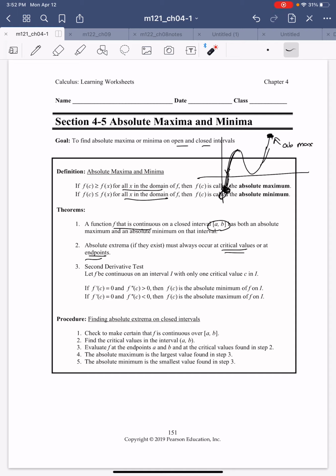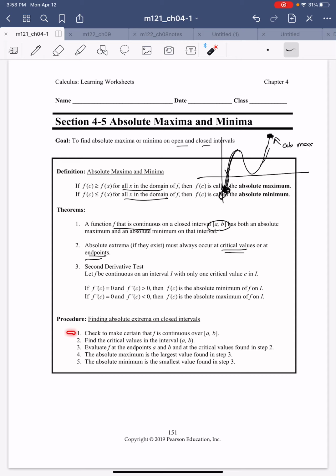The second derivative test is useful in determining the absolute minimum or maximum. So let's take a look at the second derivative test. Let f be continuous on an open interval with only one critical value. Then that critical value is an absolute minimum if you plug it into the first derivative function and it equals 0, and the second derivative value is positive. Vice versa, the critical value is an absolute maximum if the first derivative at that c point is 0, and the second derivative at that point is a negative value.